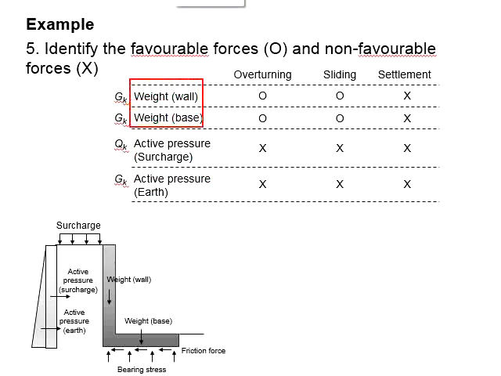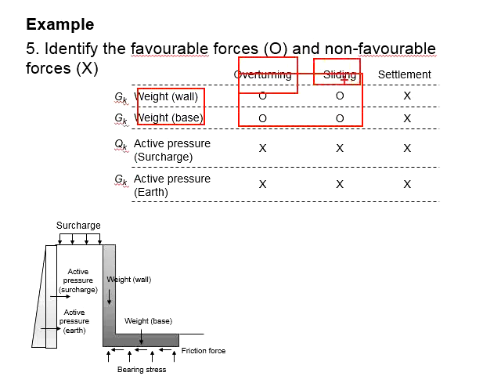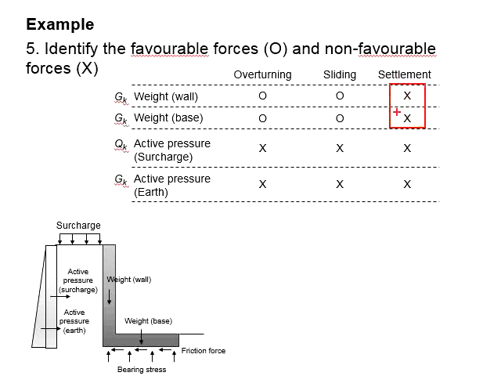The weight of the wall, the weight of the base and the active pressure due to the earth are related to the permanent action. Therefore, they are considered as GK. As for the surcharge, it is a variable action. The weight of the wall and the weight of the base are actually favorable under the conditions of overturning and sliding analysis. However, they are going to be unfavorable for the settlement condition. The active pressure due to the surcharge and the earth are non-favorable for all the cases.